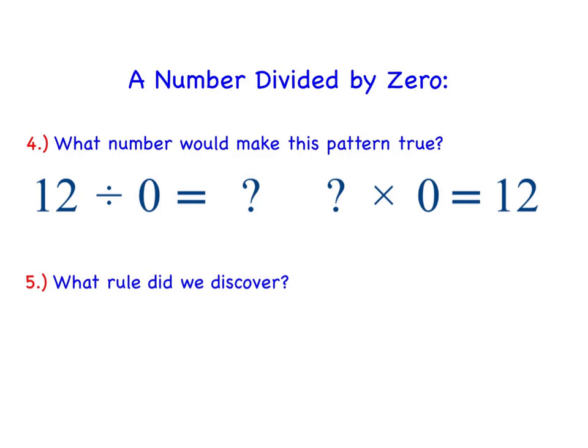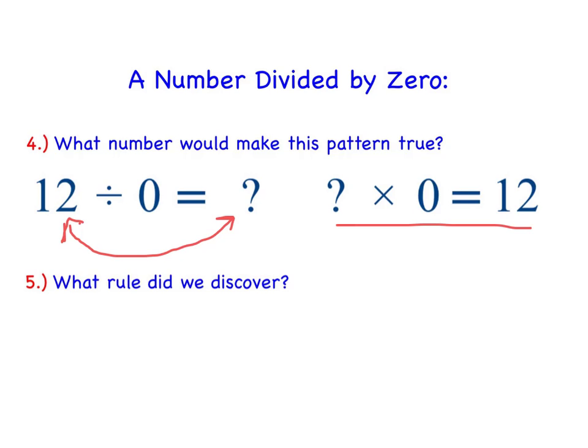All right. So I have a division problem. 12 divided by 0 equals some number. Okay, we want to know what that number is. Now, we could rewrite this as a multiplication sentence by switching these 2 numbers. And that's what I have right over here. Okay, so some number times 0 equals 12. So the question asks, what number would make this pattern true? So you can think for yourself, what number would make this pattern true?